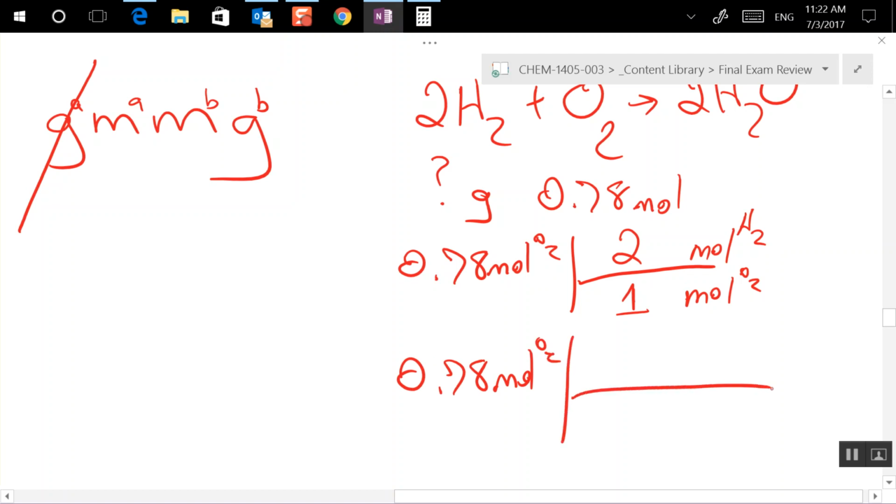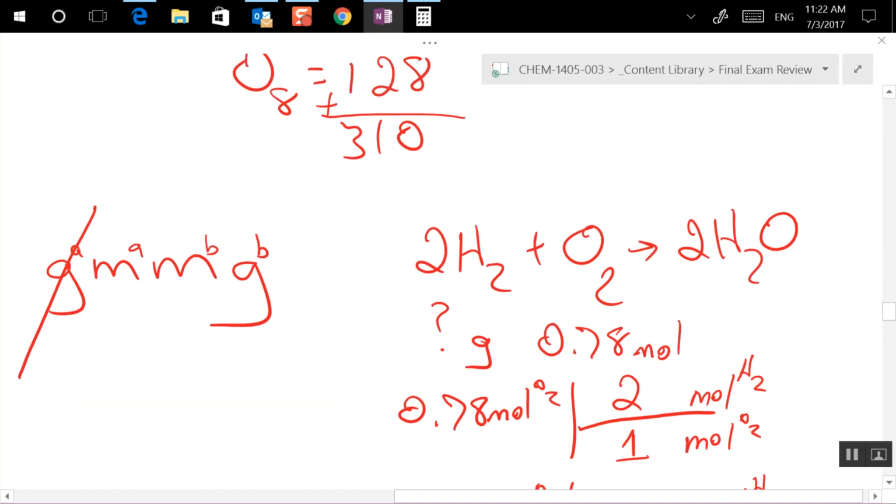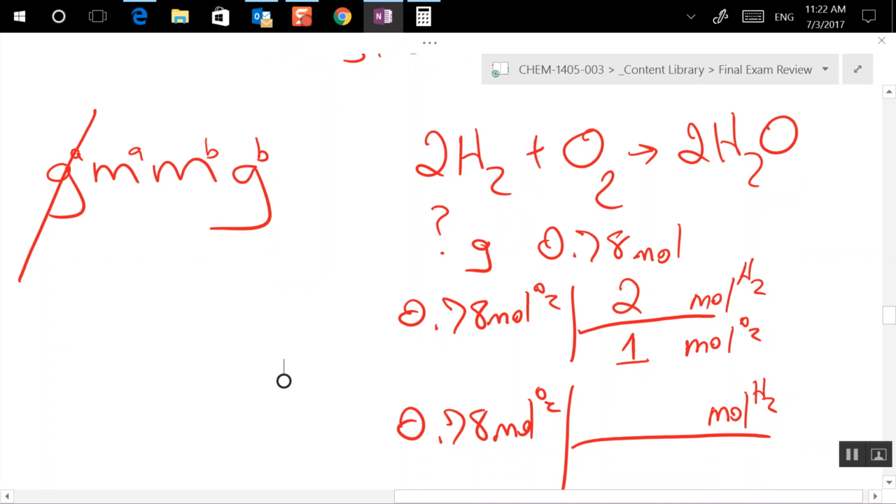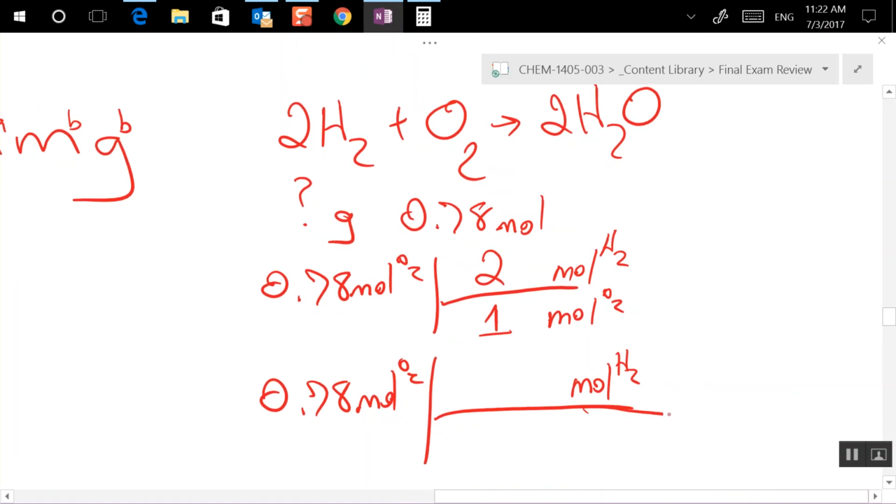Okay, now what? What's the next step? Moles of H2. Okay, but do I eliminate this G of B? No, because that's what they want, right? They want the grams of hydrogen. So I have to include that step. So moles of hydrogen to the grams of hydrogen. That's the process I have to follow.